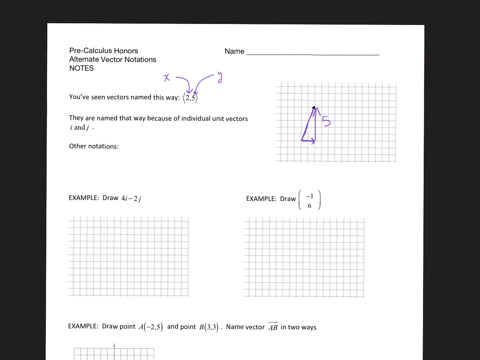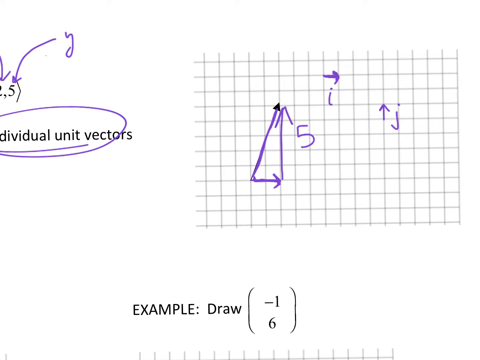They're named that way because of the individual unit vectors, i and j. This one little thing right there is really hard to draw because it's so tiny. That's vector i, and this is vector j. So we could name this as 2 i's, i and another i, plus 5j, because it goes up 5 of these individual j's and to the right 2 of these individual i's.